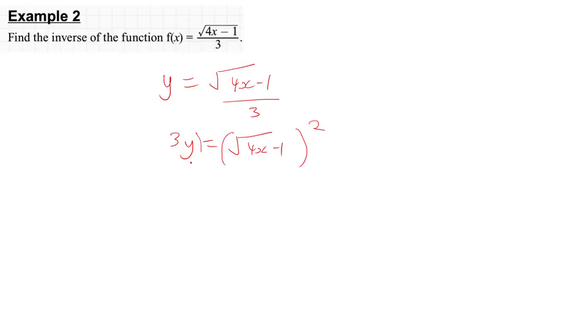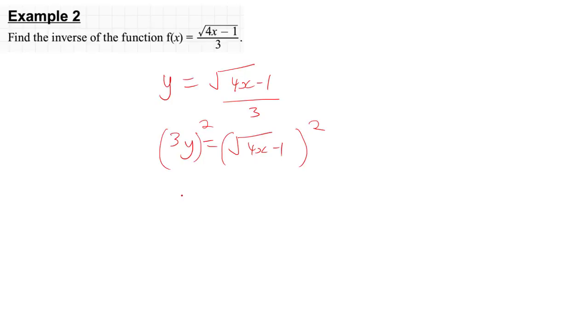Okay, so let's go over it. So we'll say that f of x, call it y, so I've got y equals root 4x minus 1, all divided by 3. Yeah, so times both sides by 3 becomes 3y equals root 4x minus 1. Then I want to make x the subject, so you need to remove this root. So what you're going to do now is to square, but you have to square both sides.